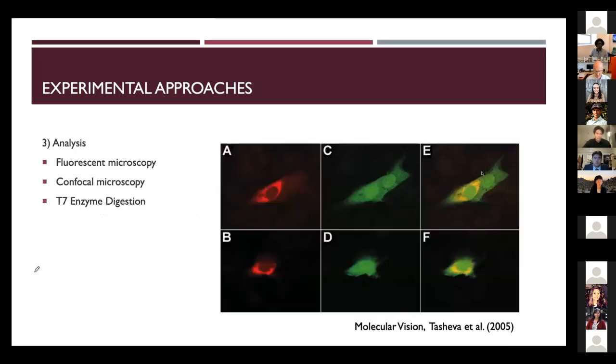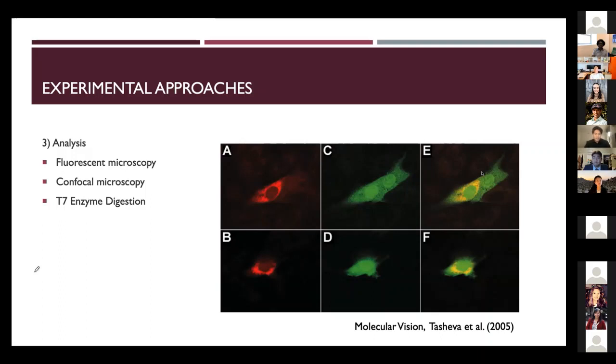For analytical methods, we use fluorescent microscopy, confocal microscopy, and T7 enzyme digestion. Fluorescent microscopy and confocal microscopy are pretty similar in that they both use a fluorescent microscope to study the properties of organic and inorganic substances. However, confocal microscopy offers better overall quality images because it is a 3D rendering, and you can basically track exactly where the fluorescent signal is within the cells.